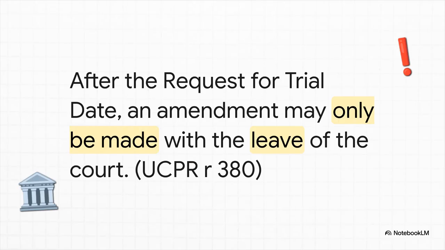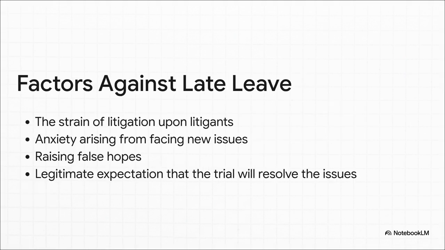Right, but once that request for trial date gets filed, bam, the rules change completely. The easygoing liberal approach is gone. From this moment on, under Rule 380, the only way you're amending a pleading is with the court's permission, what we call leave. The court's whole focus has now shifted to getting this thing ready for trial without any more delays. So, how does a judge decide?